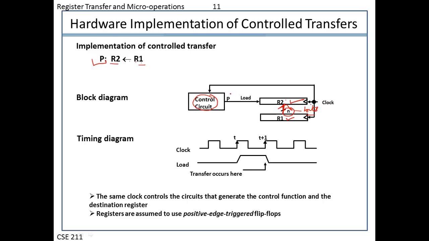register. The idea is that all these things are connected together via a single, common clock pulse, which means that as soon as the condition is met, as soon as P becomes equal to 1, I will be transferring the data in parallel from R1 to R2. Whenever the load is high, the transfer of the data takes place. Okay, so this is how the control function works, and this is how the hardware implementation of these control transfers can be taken care of.